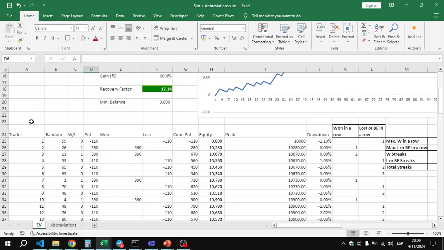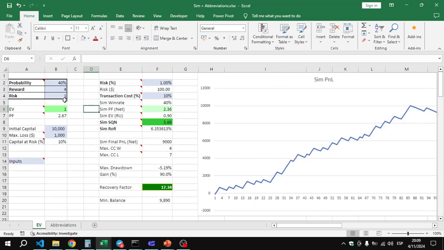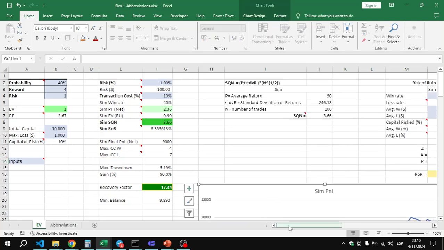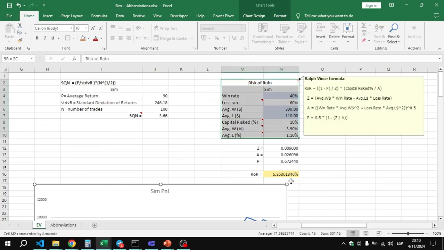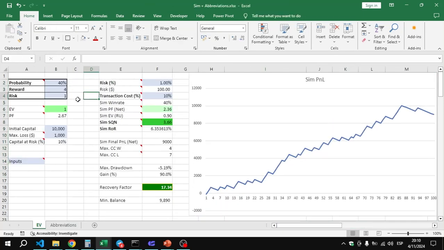All the simulated trades are down here if you want to take a look at them. And all these trades are generated using the numbers you input in the light blue cells. All other cells are calculations, so be careful not to edit them. You can also drag the graph down and see the risk of ruin formula that I'm using, which is back here.